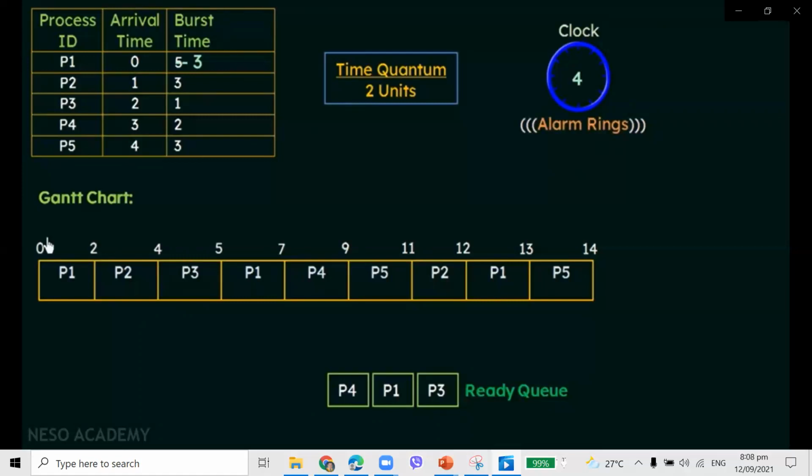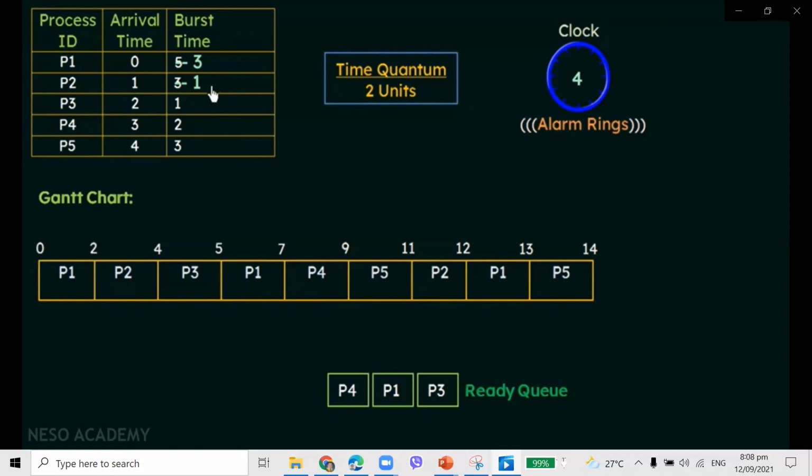Now when this happens, what is the remaining burst time of P2? Let's see. The total burst time of P2 is 3 units of time, and it has executed for 2 units here. So there is a remaining of 1 unit. So P2 has a remaining of 1 unit of time which has to be executed later. So P2 also has to be placed at the end of the ready queue.